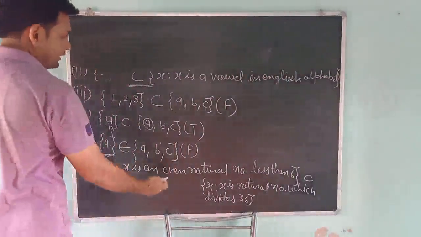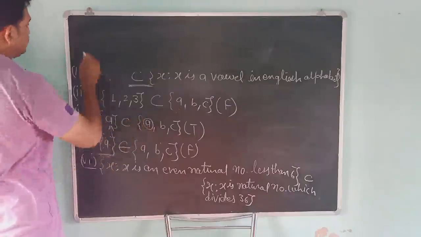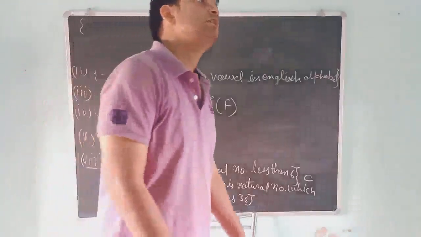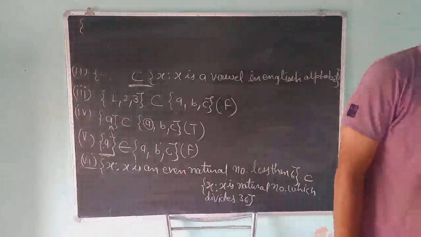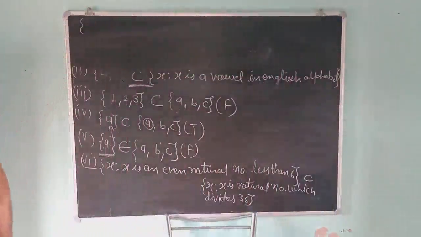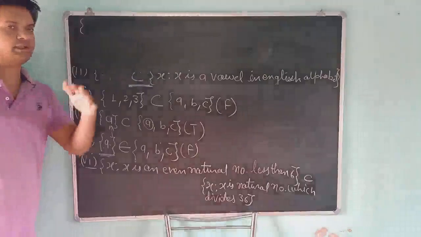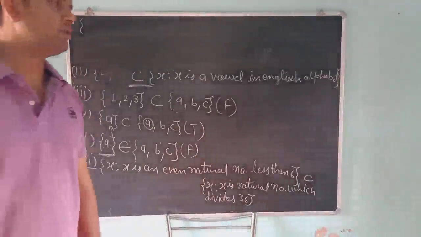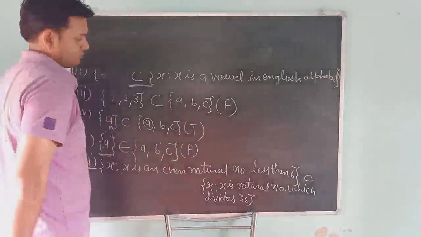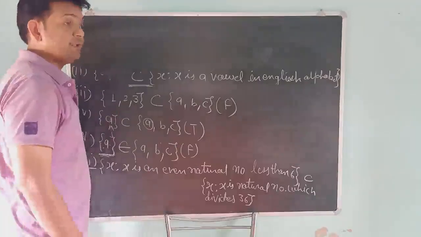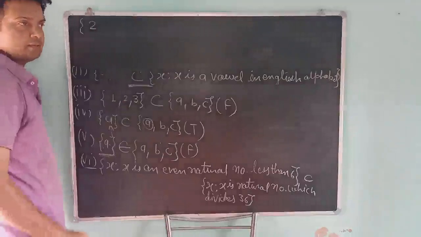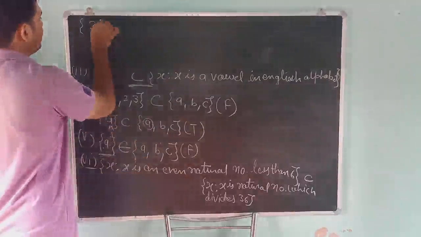X is an even natural number less than 6. So students, you know that natural numbers start from 1: 1, 2, 3, 4, 5, 6, 7, 8, 9, 10. All these are natural numbers. But in this set we have even natural numbers. An even number is like 2. Next even number is 4.